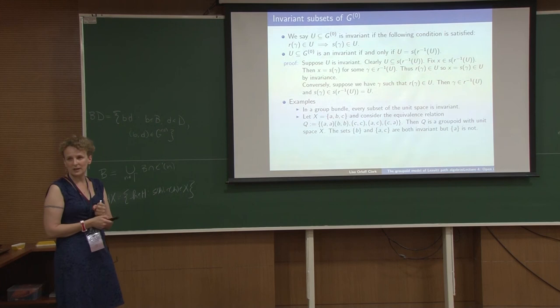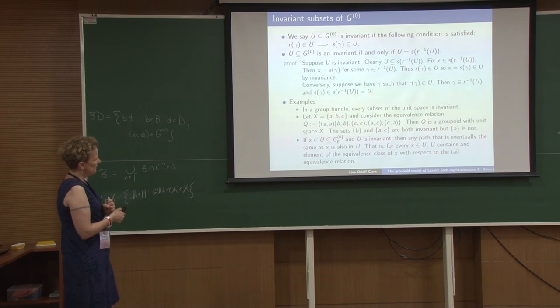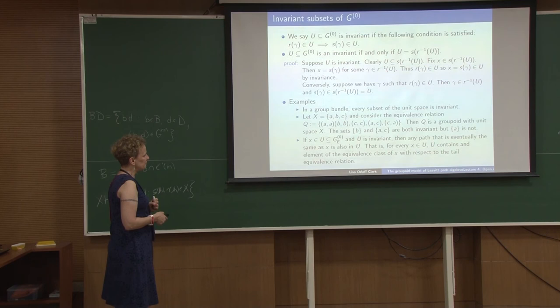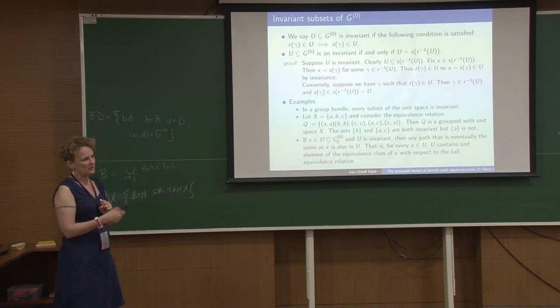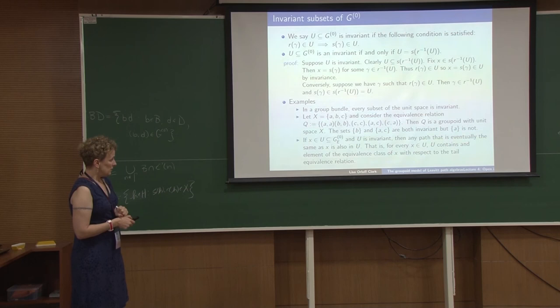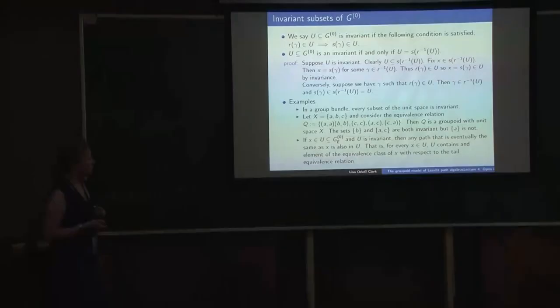So here's a characterization in the directed graph setting, just sort of intuitive anyway. Suppose we take some subset U of the unit space of our boundary path groupoid. So what is the unit space of the boundary path groupoid? This notation, I also call that X. That's our infinite paths and finite paths ending at sources or non-regular vertices. We say U is invariant if, whenever X is in U, then any path that is eventually the same as X is also in U.